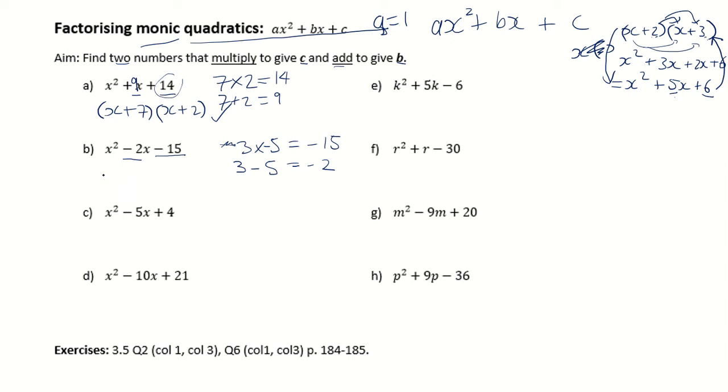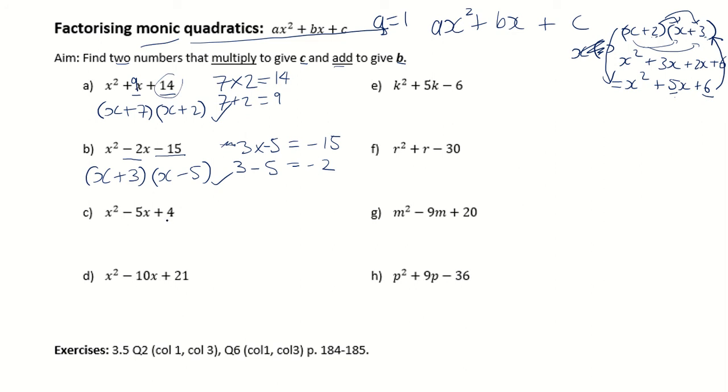So when writing this out, we would write out x plus 3 and x take 5. So it's quite tricky, but once you do enough of them, you get the hang of it. So x times x is x squared, x times minus 5 is minus 5x, 3 times x is 3x, negative 5x plus 3x is negative 2x, so we're good, and then 3 times minus 5 is negative 15. I'm not going to check with all of them, I'm just checking to show you how it works.